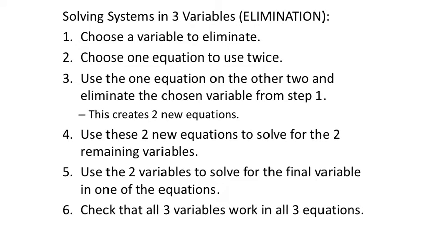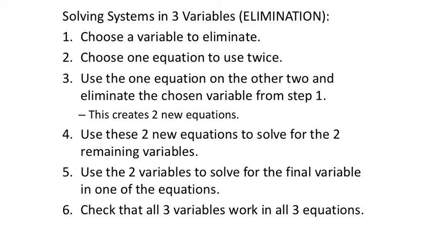There's another method, but we don't go over that in 1010, although we used to. Seems like we used to in 980, but either way, first thing, you got to choose a variable to eliminate. You got 3 variables to choose from, x, y, and z. Choose one to eliminate. Then you choose one equation to use twice. That may sound weird. We're going to use one of the equations twice, whether you want to or not.